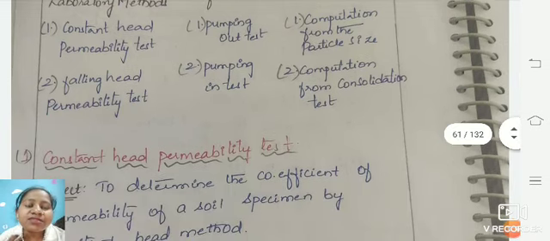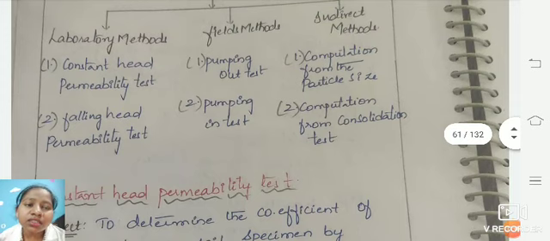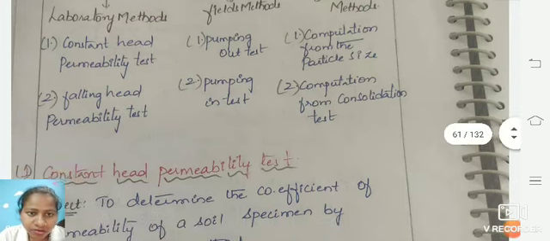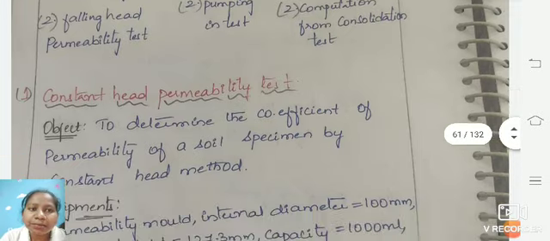Now we'll see the first one. We do not have the pumping in and pumping out tests in our syllabus, and the computation from particle size, the indirect methods, are also not included for us. So we'll only be doing the laboratory tests, in the laboratory and in the theoretical part also. Now we'll see the constant head permeability test.